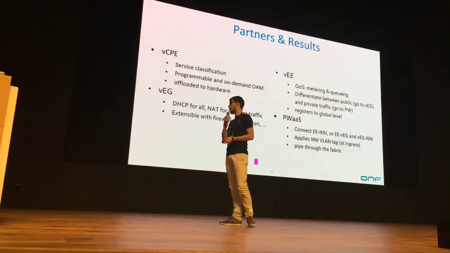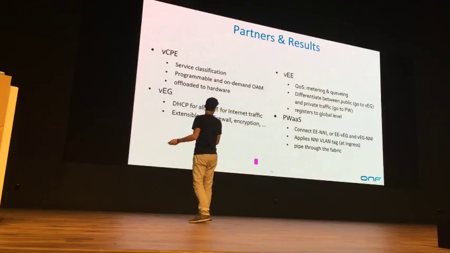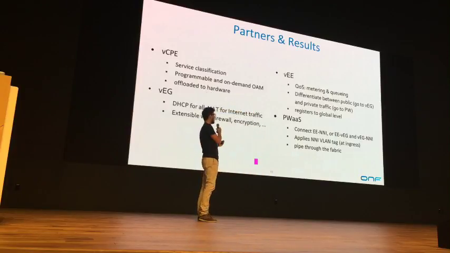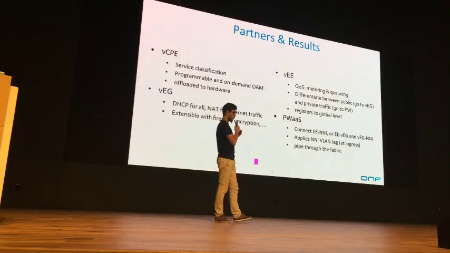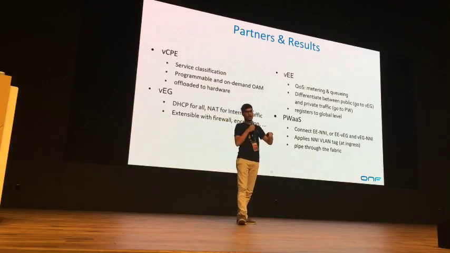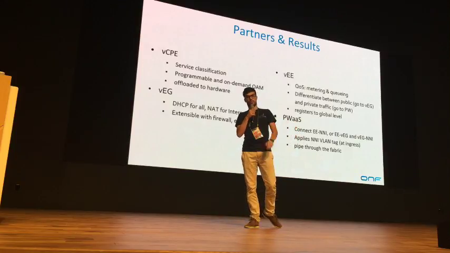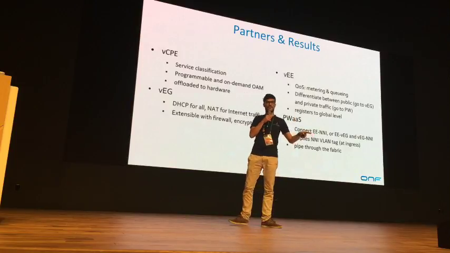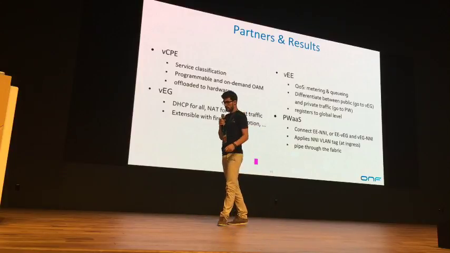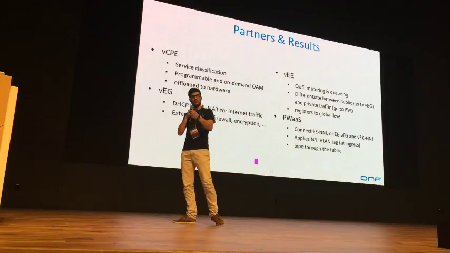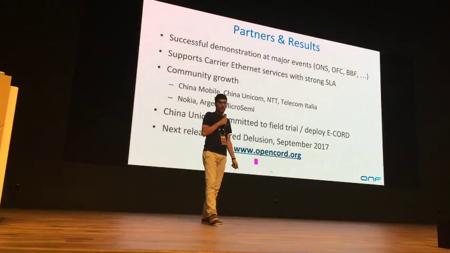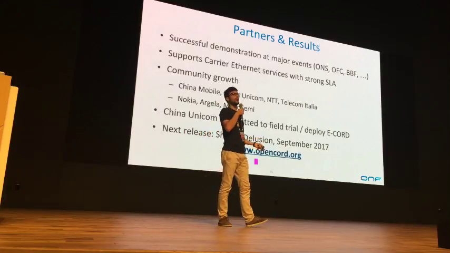Then the pseudo wire basically connects the Ethernet edge to the VEG and the network-to-network interface. Then it also applies VLAN tagging, and it basically provides us a pass-through through the fabric. So what did we show through eCORD?